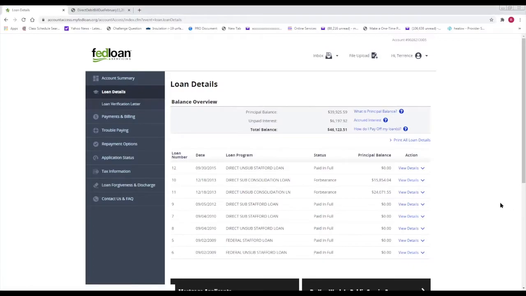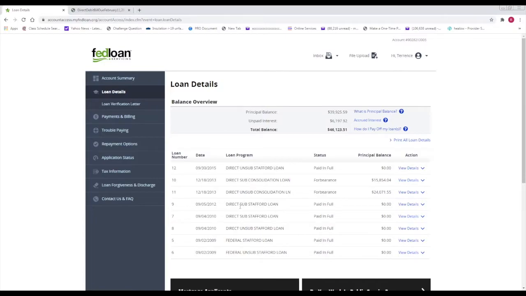For example, what we're looking at right now, the principal balance on my current student loans is $39,925.59. That's the principal balance on the loan. Currently, unpaid interest on the loan is $6,197.92. So the total balance for the current loan is $46,123.51. As you can see, I had an unsubsidized loan, which we talked about last week, which they called at that time an unsub Stafford loan.